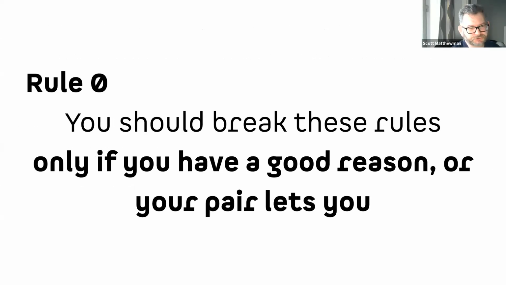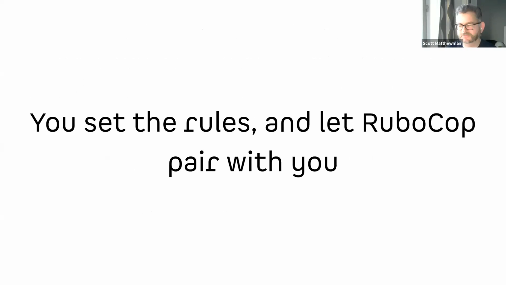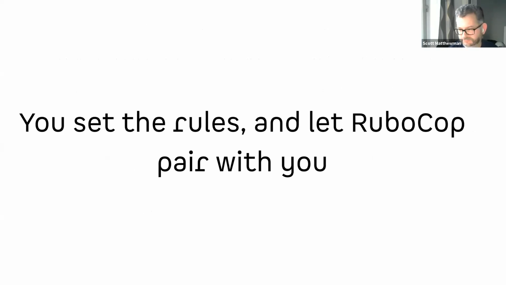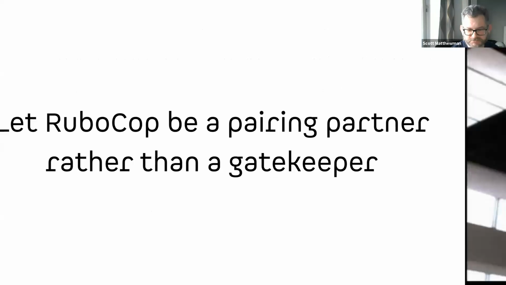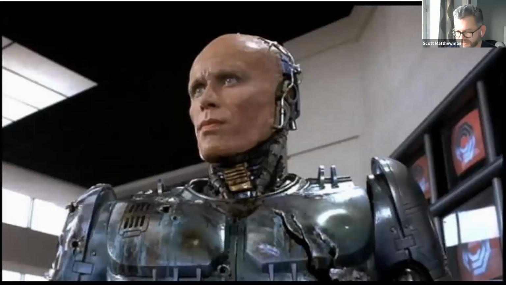And coming back to rule 0, we should break the rules only if you have a good reason or your pair lets you. Just always remember that we set the rules. RuboCop is a pairing partner, but we are the ones in control. And that way, RuboCop can be a genuine partner, and it's a bit less of a gatekeeper. And then you might remember that under that austere helmet, there was a person underneath. It's a lot less threatening.